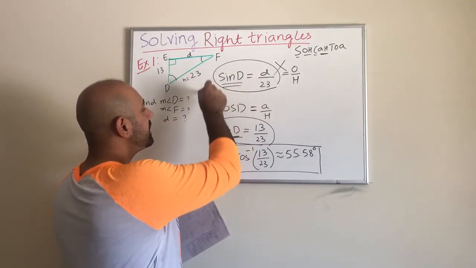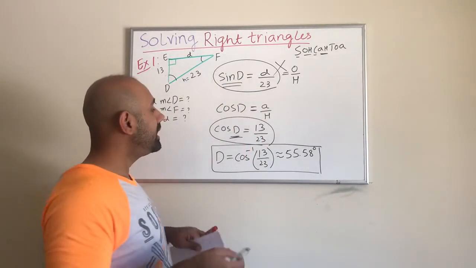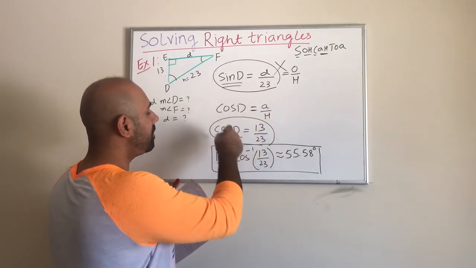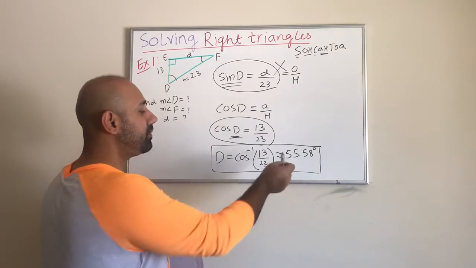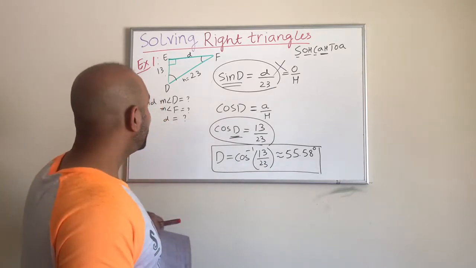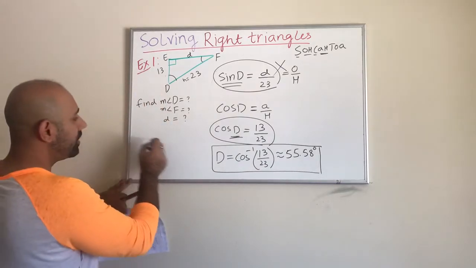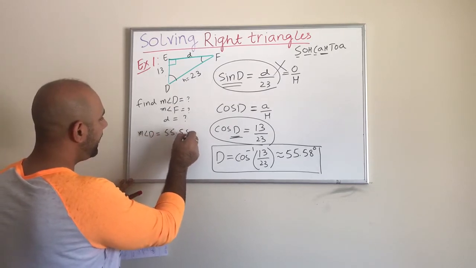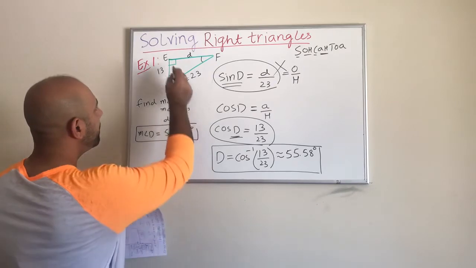So we move on to the second one, which is the cosine function, and in the cosine case we had both the values for the adjacent and hypotenuse, and using the inverse key, we were able to figure out the missing angle, angle D. Guys, I have the value for angle D. So if the measure of angle D is 55.58, then I already have the measure of angle E.